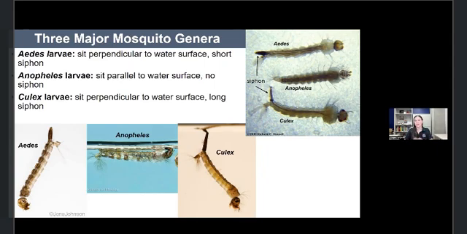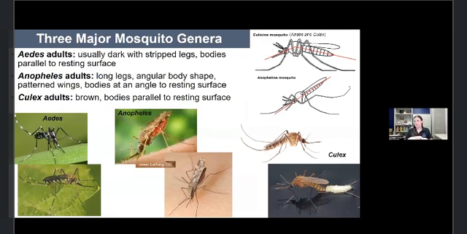So if you look over a bucket of water, you'll be able to tell the Anopheles because they'll be laying flat, and then your Aedes and Culex will be more perpendicular as they're resting. So then our adults: if you actually see an adult landing and resting, you can usually tell which of these 3 groups this mosquito belongs to.